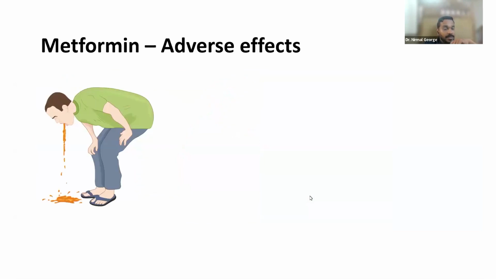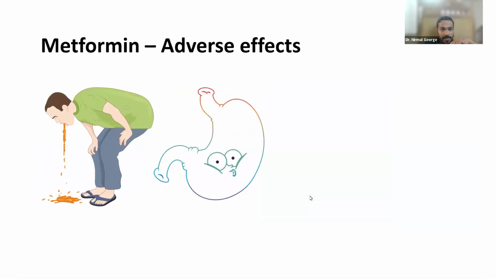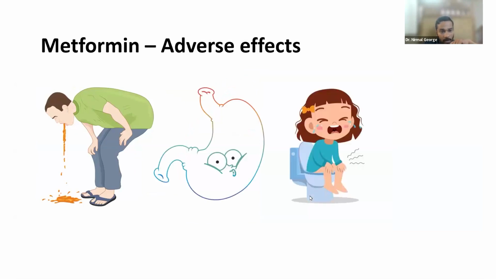The major adverse effects of metformin include gastrointestinal adverse effects. It includes nausea and vomiting, bloating, and diarrhea, or a combination of any of these.